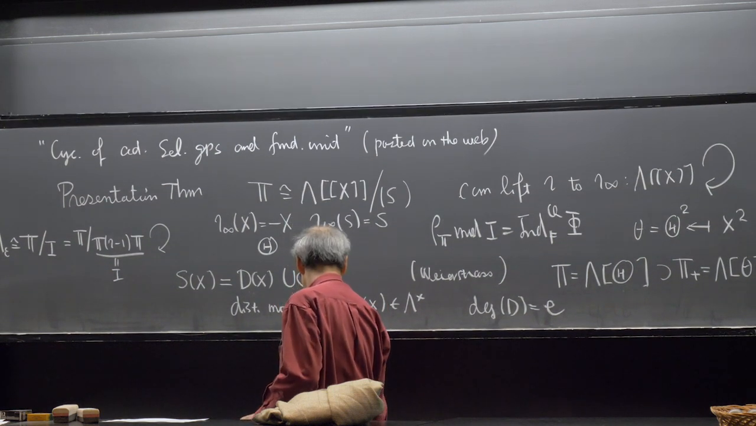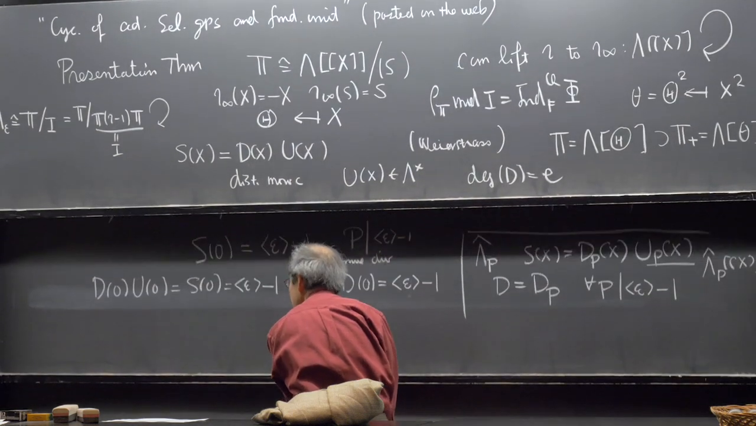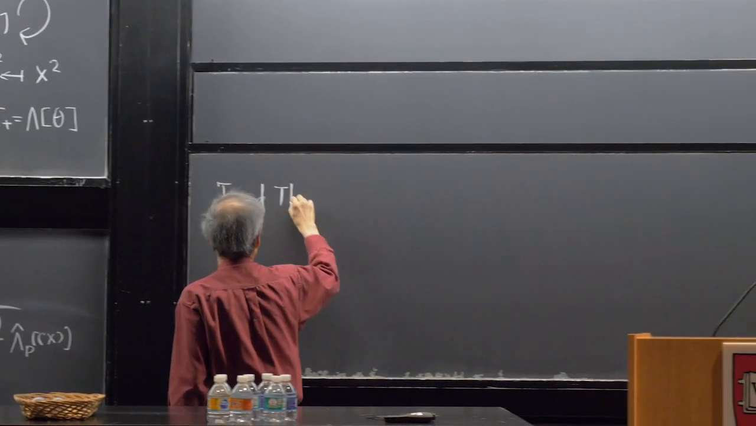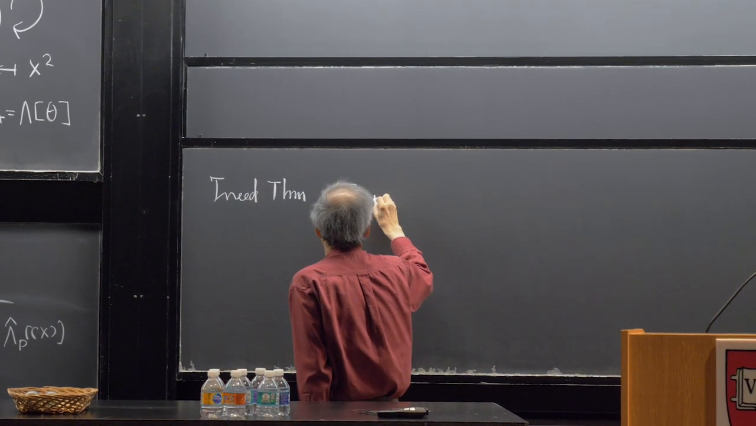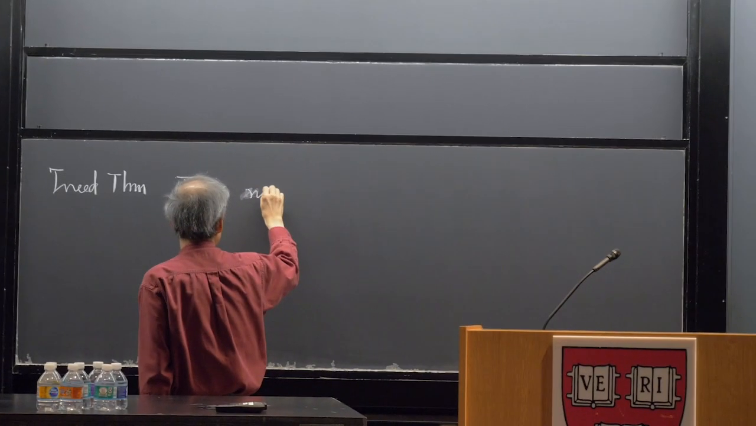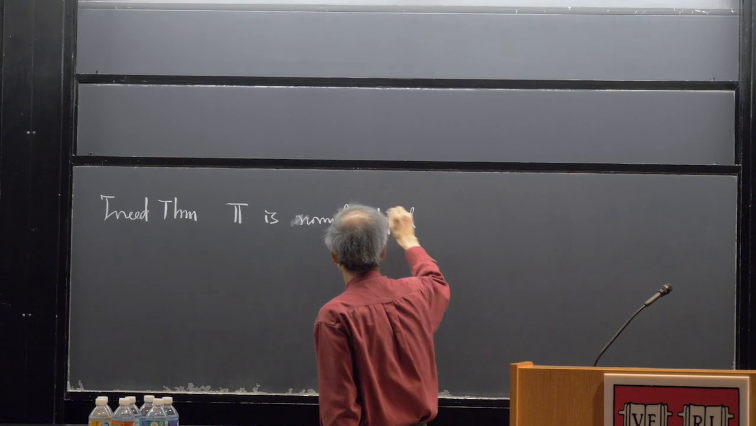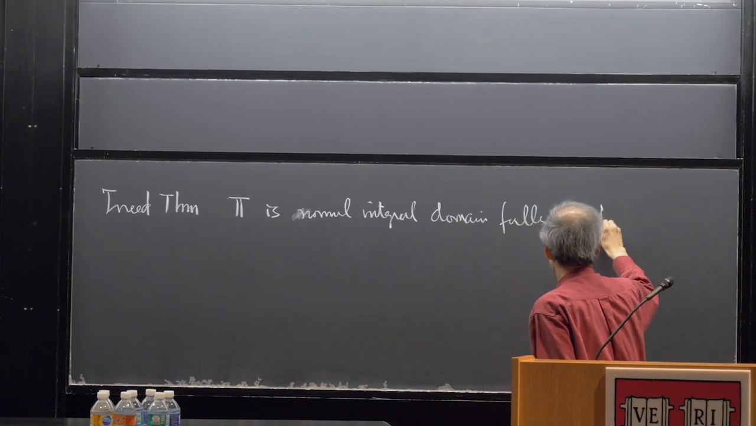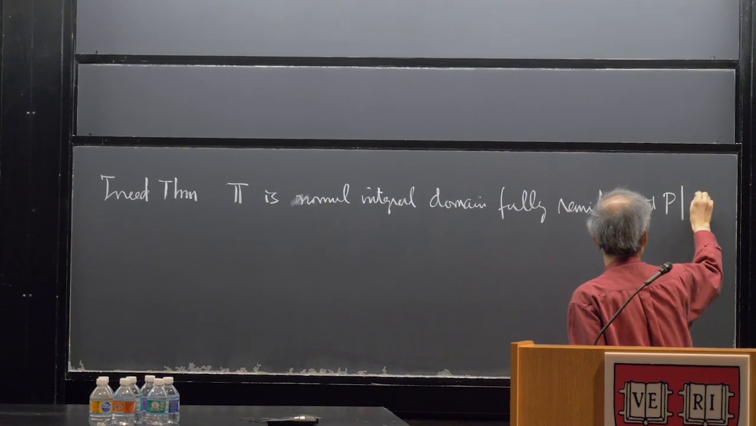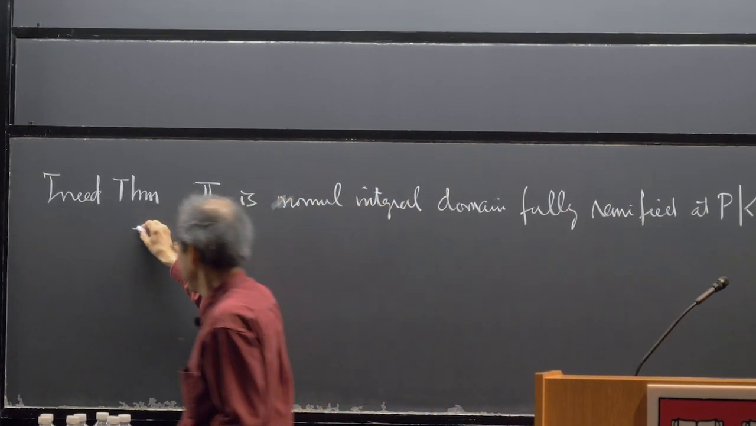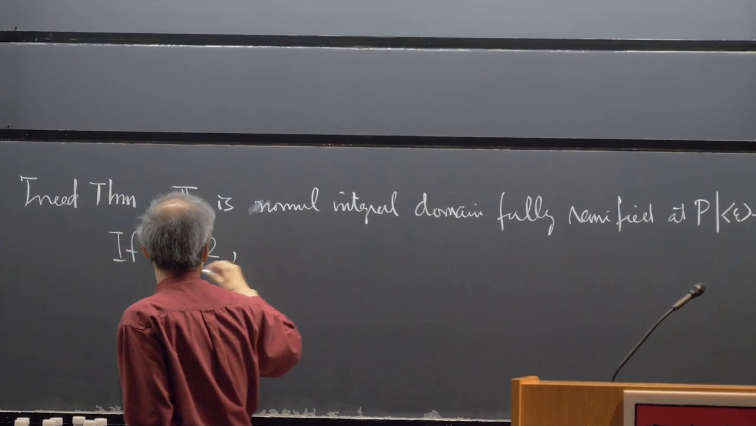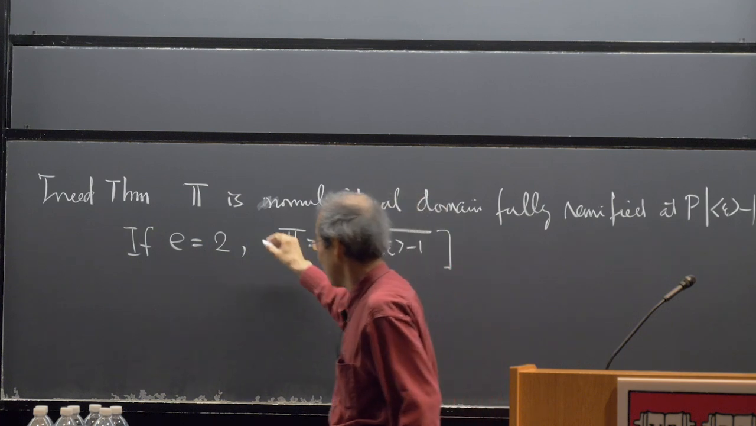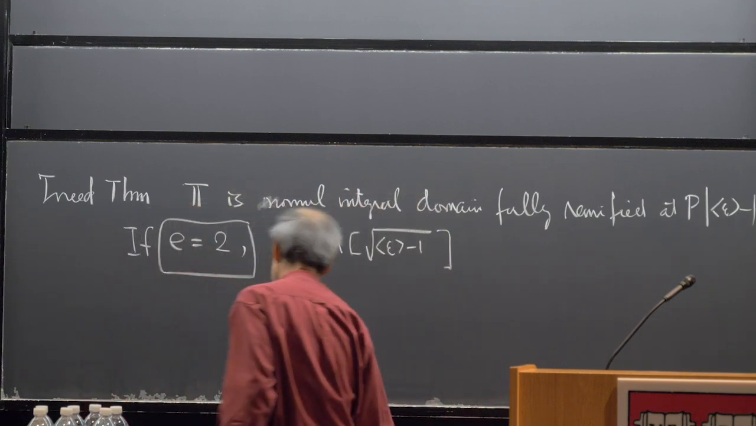Yeah, let's go to the other board. All right, so I get the following irreducibility theorem. T is an integral domain, a normal integral domain, fully ramified at every capital P dividing epsilon minus 1. And if e is 2, you get T is lambda, essentially square root of epsilon minus 1. So I need to show this.